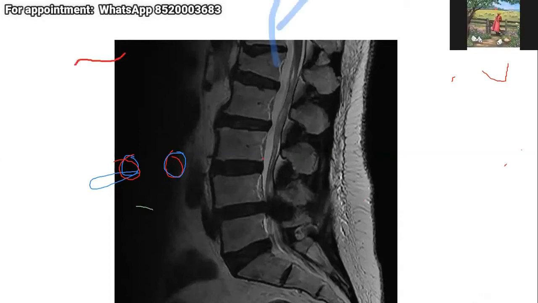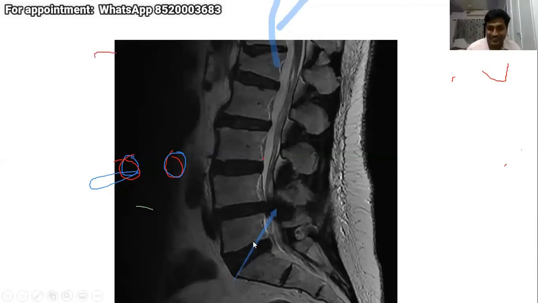Lesion is at the level of L3, L4, sir. Where can you point it out? Where is the lesion? This one, sir. This is L4, L5. No, this is S1. Sorry, this is L4, this is L5. Yes, L4, L5. Now you have pointed out with a blue arrow.